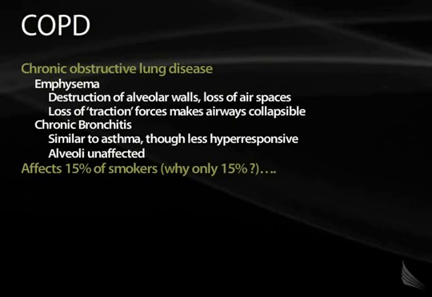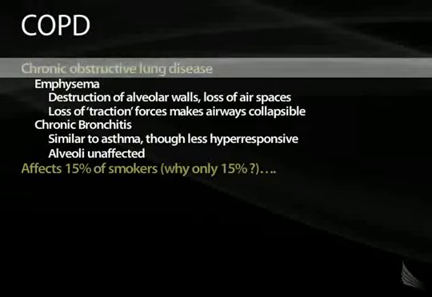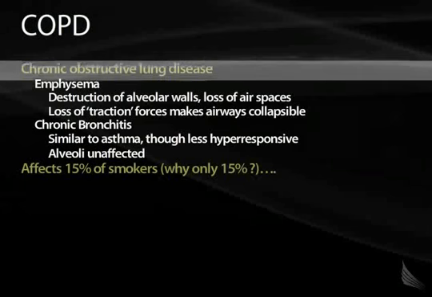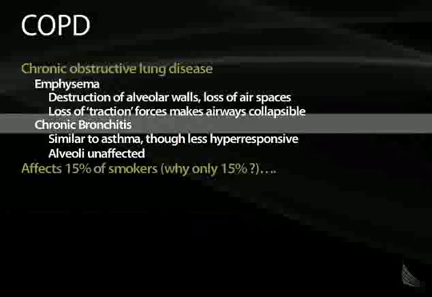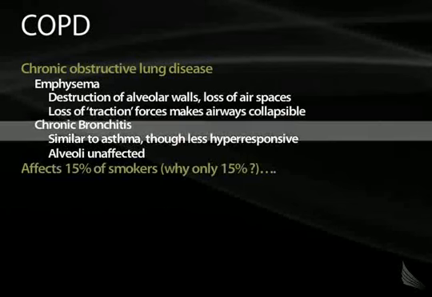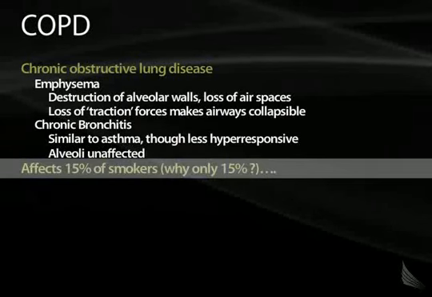COPD is another example of an obstructive lung disease. COPD represents chronic obstructive pulmonary disease, and it's a combination of either emphysema or chronic bronchitis. Only 15% of smokers get emphysema, and it's some question as far as why only 15% are unlucky.